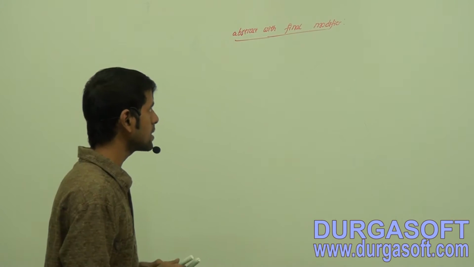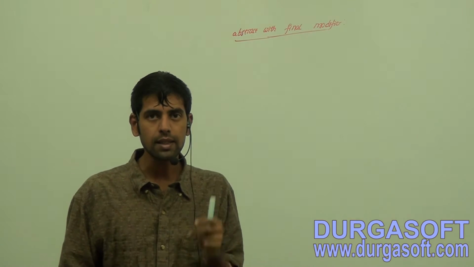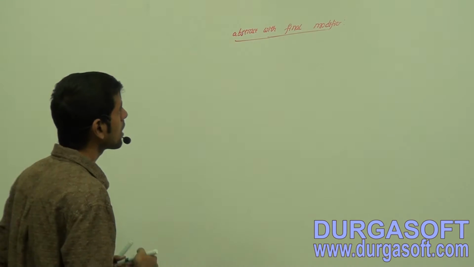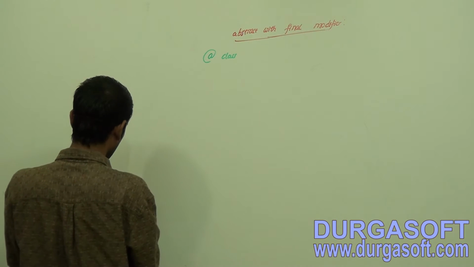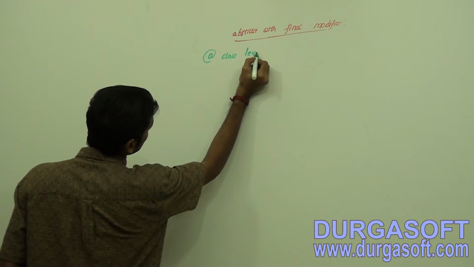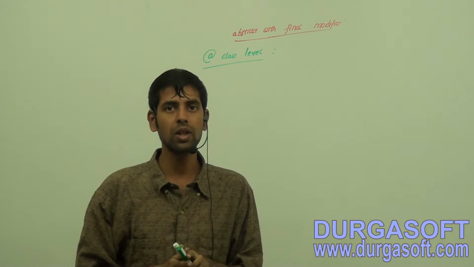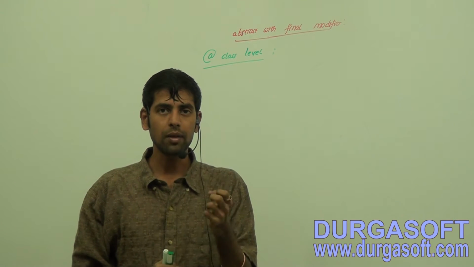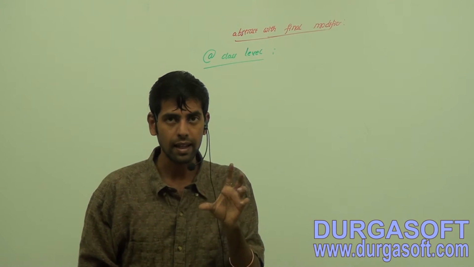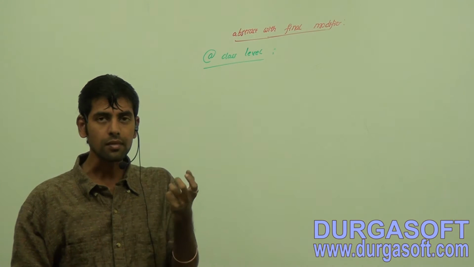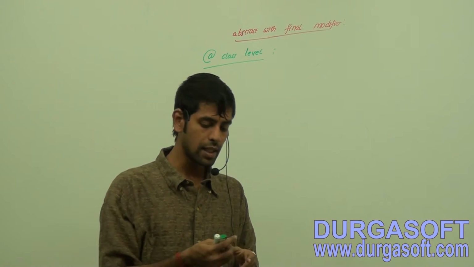Now let us discuss abstract and final modifiers at class level. We have understood the final modifier in our earlier session, before this abstract modifier. Just let me brush that up.